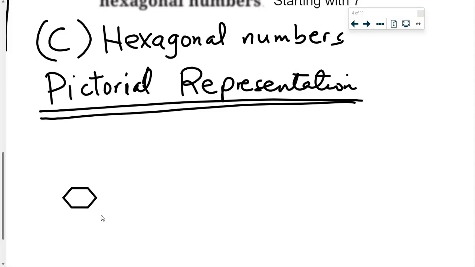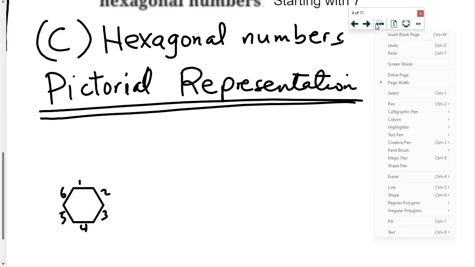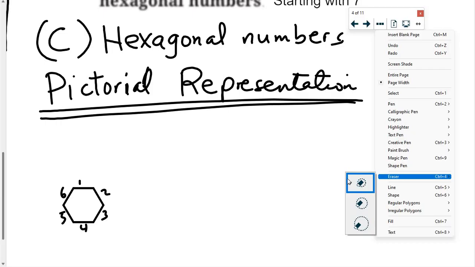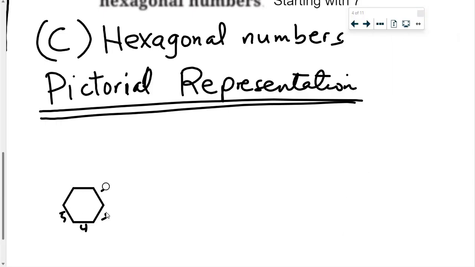So the first one, you take a scale and draw a hexagon. A hexagon is a regular polygon which has 6 sides. Let us see. 1, 2, 3, 4, 5, 6. So you have 6 sides. That is a hexagon. So you draw a hexagon.